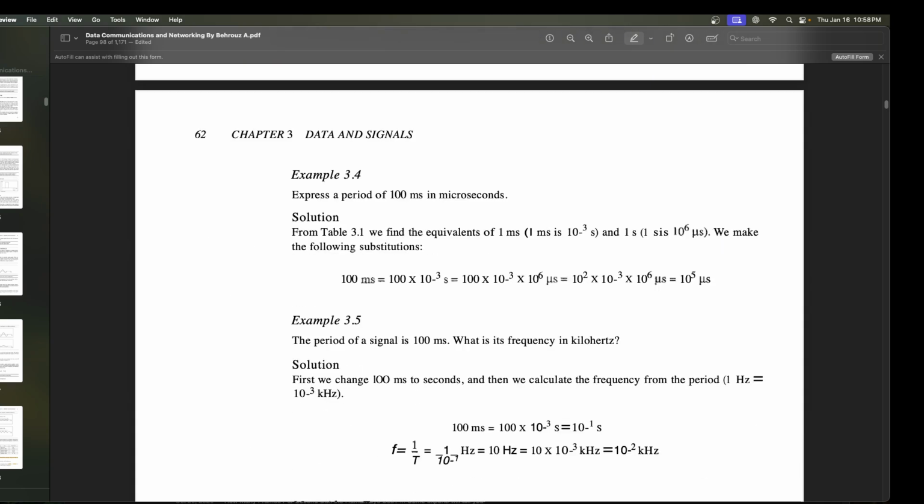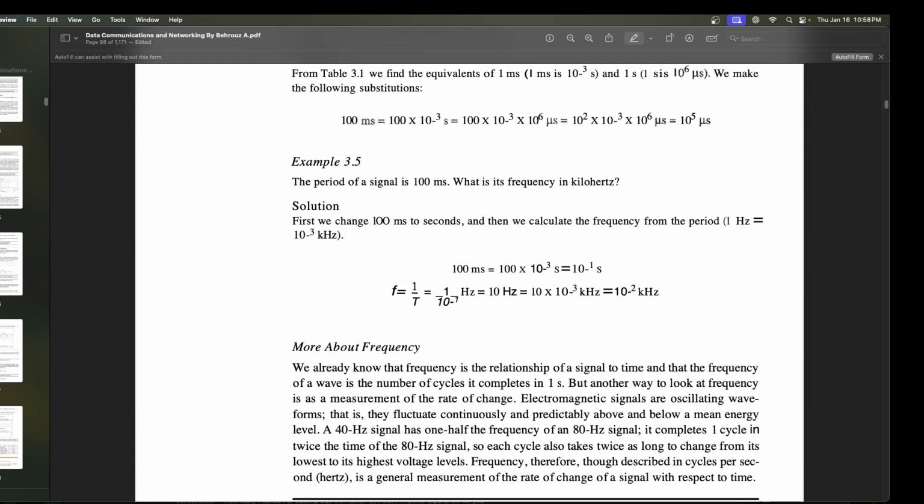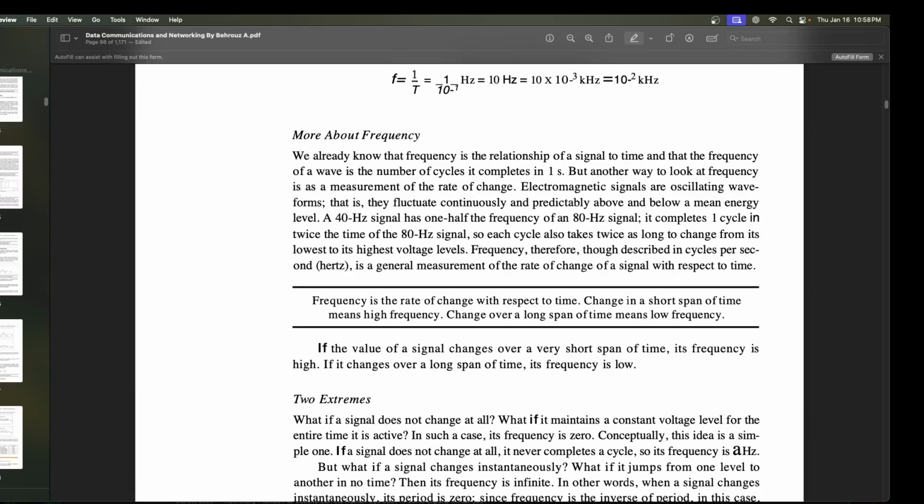Frequency expresses a period of time, so 1 by time period. We already know frequency is a relationship of signal to time, the number of cycles of a wave. Frequency is a measurement of rate of change. Periodic signals are oscillating forms that continuously and predictably go above and below the mean energy. A 40 Hz signal has one half the frequency of an 80 Hz signal. It completes one cycle in twice the time.